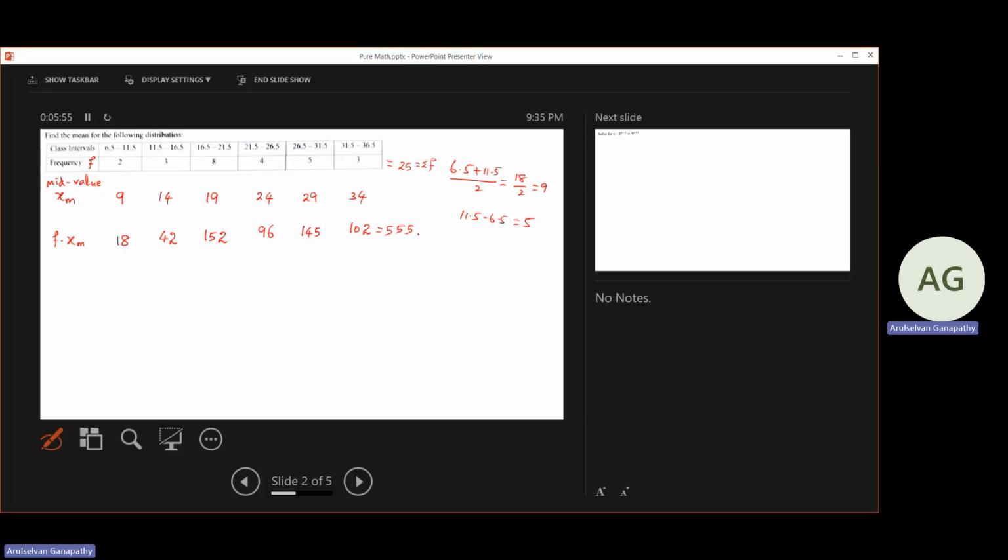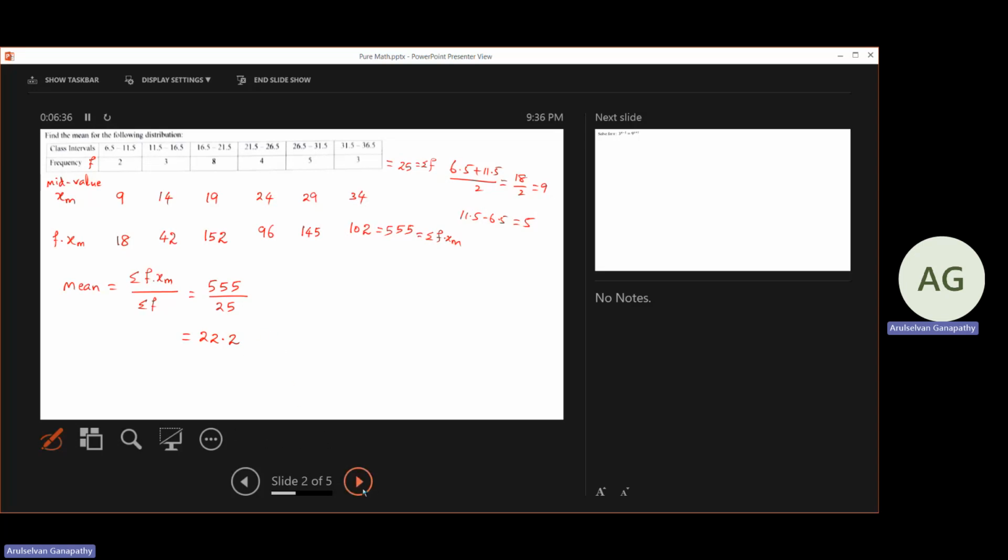So 555. This is your sigma f times xm. So to find the mean, what is the rule? Sigma f times xm divide sigma f. So what you get? This is 555 divide 25. How much you get? 22.2. This is the mean for the given distribution.